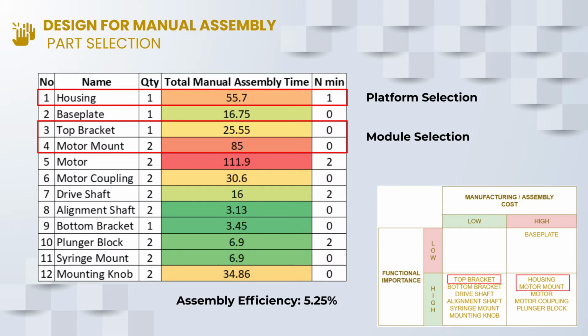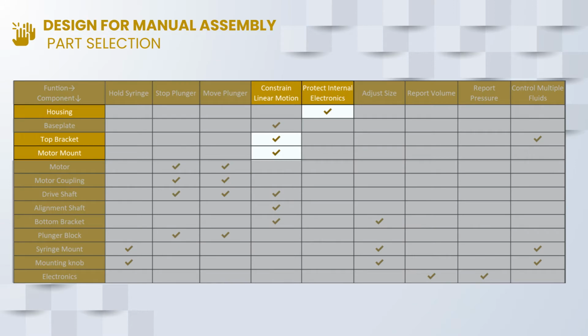We analyzed the assembly to find the highest impact parts on the manual assembly time. Besides the motor with its 4 mounting screws, which is a purchased part, the next top two parts were the motor mount and the housing. As we can see on the quad chart, these parts are ideal for redesign. We also selected the top bracket because we saw an opportunity for part consolidation. The top bracket and motor mount share the same function to constrain the linear motion of the plunger, so we look to combine the two components.